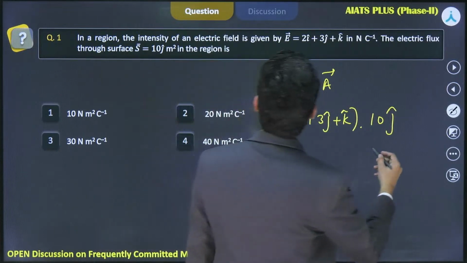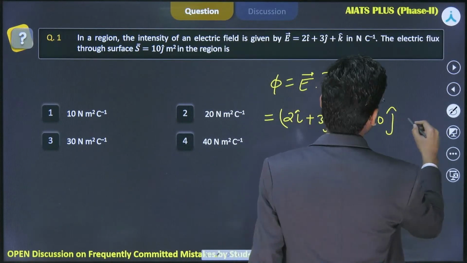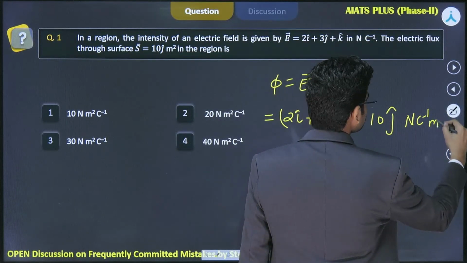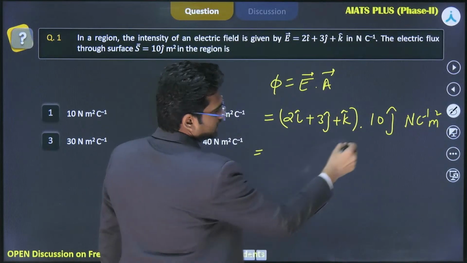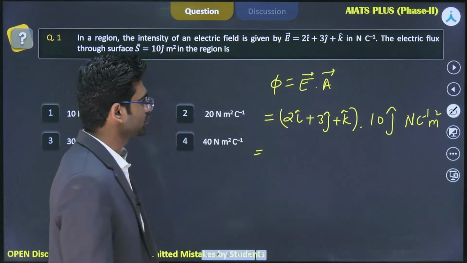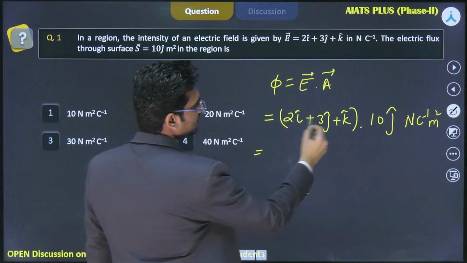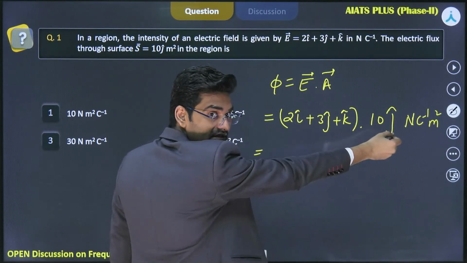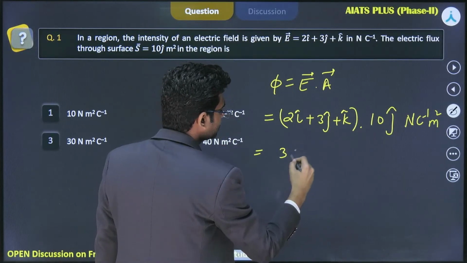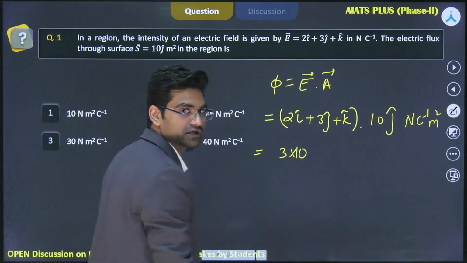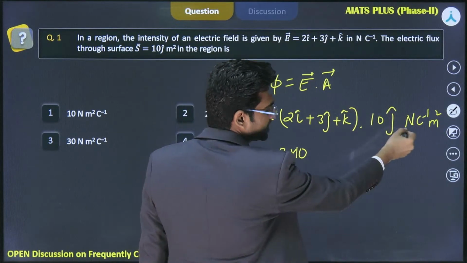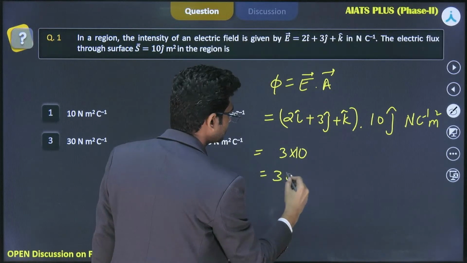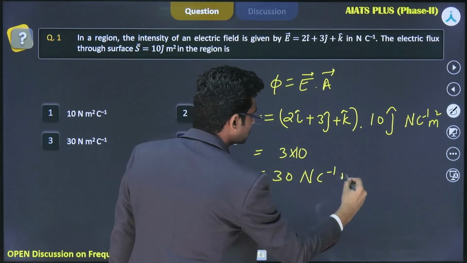And the unit will be unit of E, that is Newton per Coulomb, and unit of area is meter square. We know how to do the dot product of these two vectors. So 2i cap, there is no i cap here, so it will become 0. 3j cap, and here this is j cap, so this will become 3 into 10. Again, there is k cap, but there is no k cap here, so it will become 0 again. So the answer will be 30 Newton per Coulomb meter square.